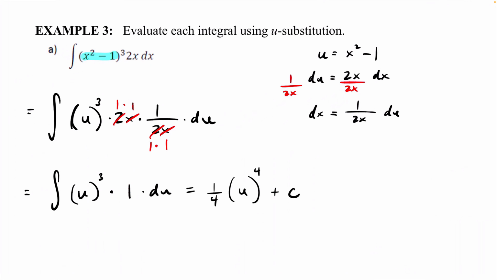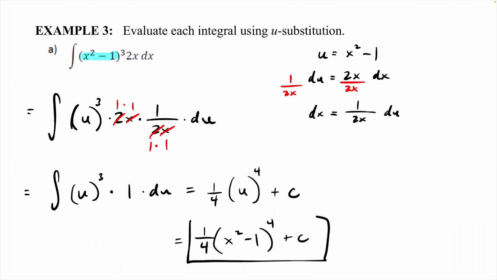Last step, move everything back in. I substituted out the u, now I'm going to substitute in the u. So what was u equal to? X squared minus 1. You are done. What happens to the du?